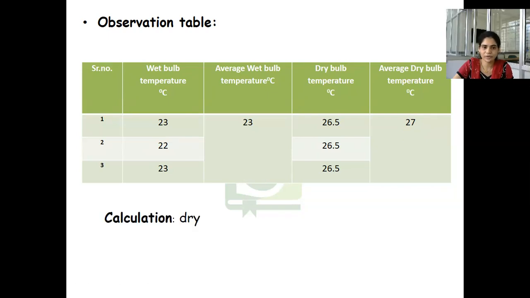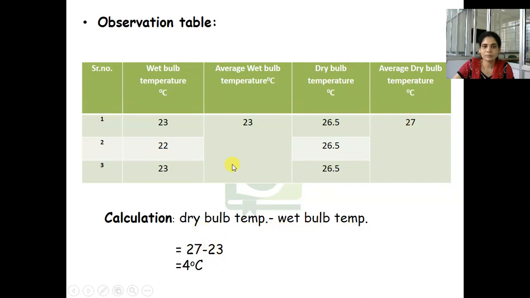Now we will see how to perform the calculation. We subtract the two temperatures: dry bulb temperature minus wet bulb temperature. The dry bulb temperature is 27, the wet bulb temperature is 23, and hence the difference is 4 degrees Celsius.